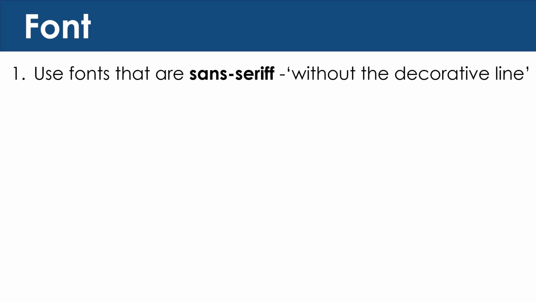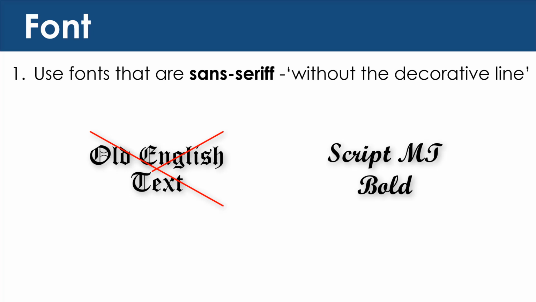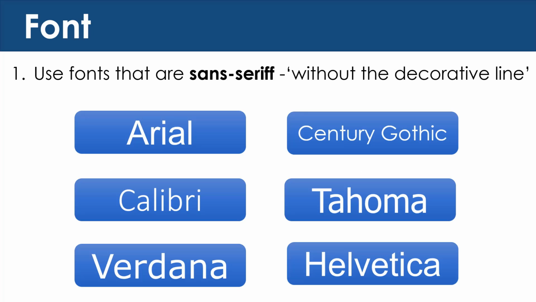Let's start off by looking at fonts and how they are used to design. Our first tip is to use fonts that are sans serif, which means without the decorative line. Ornate fonts like handwriting and calligraphy fonts can be difficult for readers because they distract the eyes and the brain from the overall shape of the letter. Here are some of the most used fonts for inclusive and accessible design.